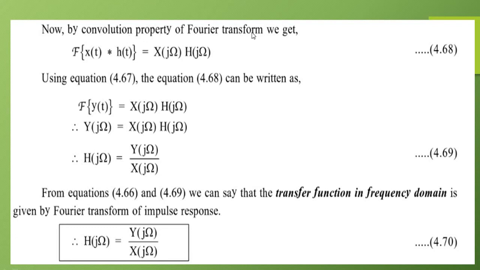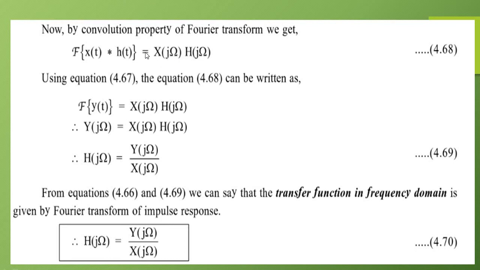Now the convolution property of Fourier transform states that if you have any signal x of t convolved with h of t, and if you apply Fourier transform to this, the Fourier transform of this signal will be the multiplication of the respective Fourier transforms. So Fourier transform of x of t convolved with h of t will be X of j omega and H of j omega, which are put in multiplication. So X of j omega into H of j omega.